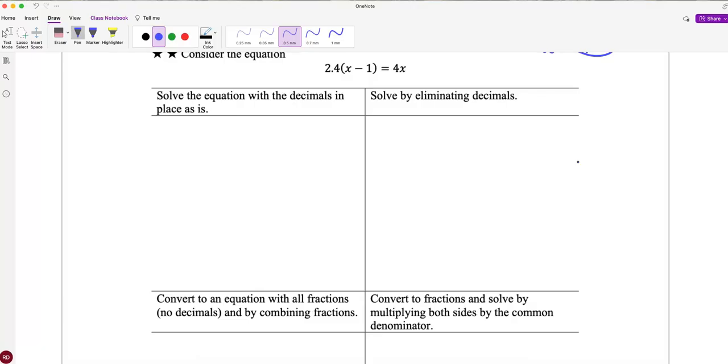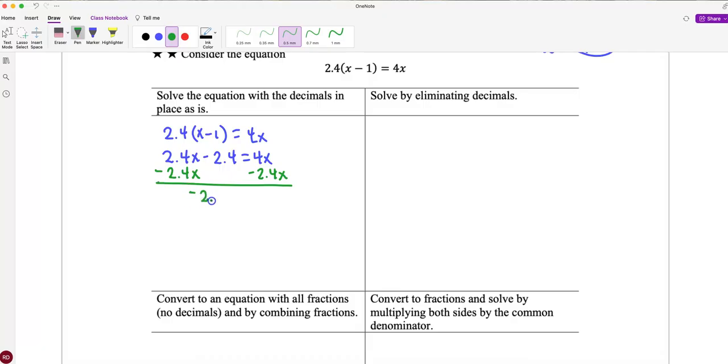So I want to solve the equation with the decimals in place, not eliminating decimals. So let's just work with decimals. So you're going to have 2.4x minus 1 equals 4x. So I'm going to distribute: 2.4x minus 2.4 equals 4x. I'm going to subtract 2.4x from both sides. So I get negative 2.4 equals, so that's going to be 1.6x.